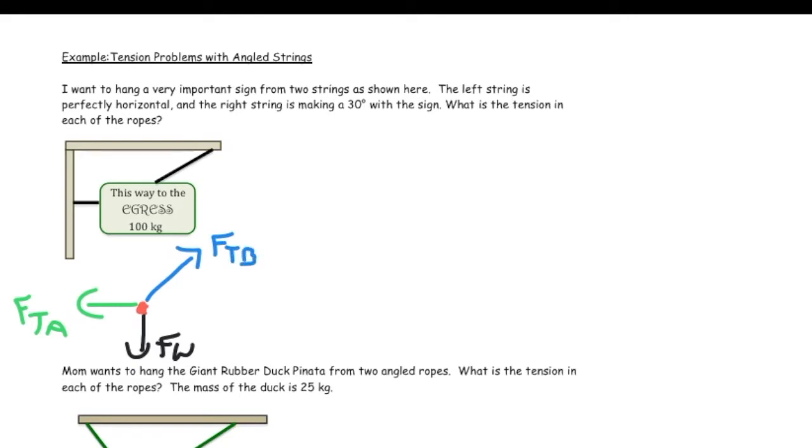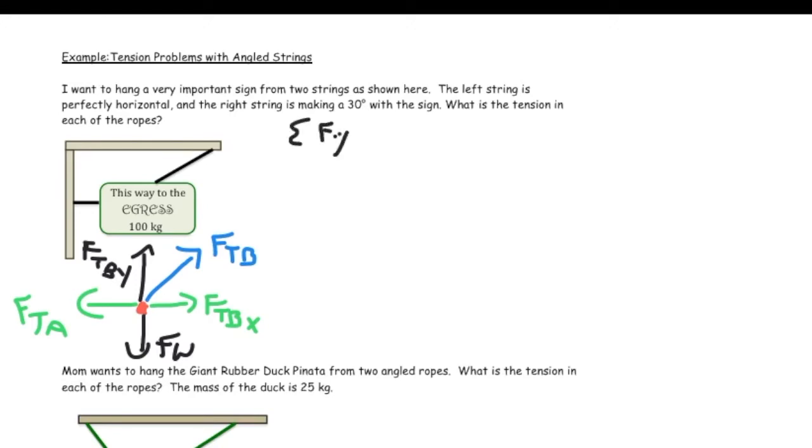These three vectors have to add up to 0, and to see that better, I'm going to draw the x and y pieces of FTB. There's a horizontal piece of FTB going to the right, and there's a vertical piece of FTB going straight up. Now that my diagram is all set, I'm going to do two math problems, one in the vertical direction and one in the horizontal direction.